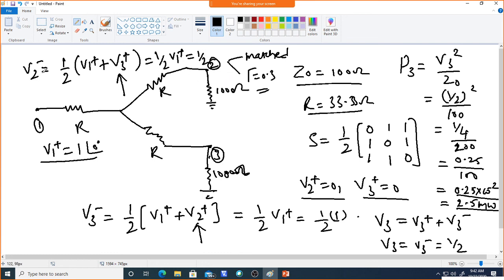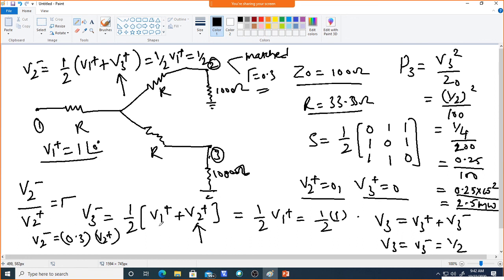And similarly you need to find what is V2 plus. So V2 plus, when it is having the gamma value of 0.3. So we know the gamma, that is V2 minus by V2 plus, which is nothing but gamma. So now we need to find out V2 plus with the gamma value of 0.3, that is V2 minus equal to 0.3 times, that is gamma times V2 plus.